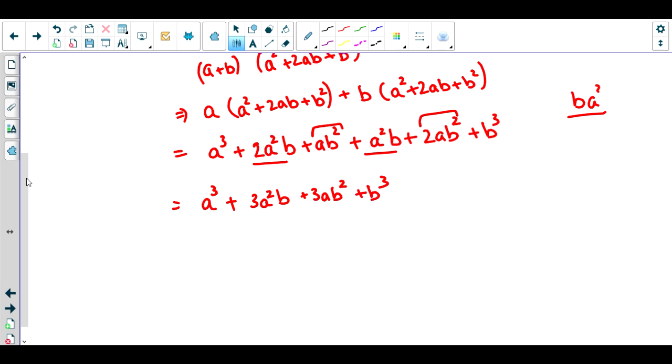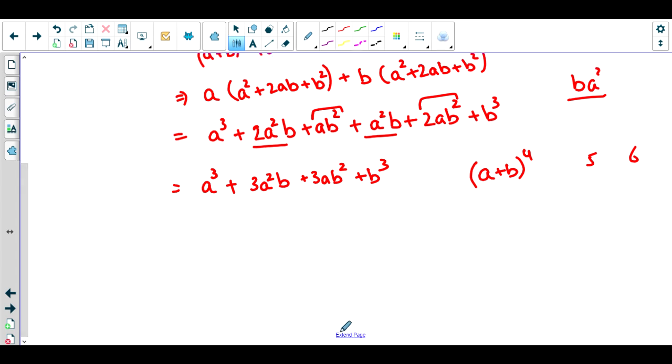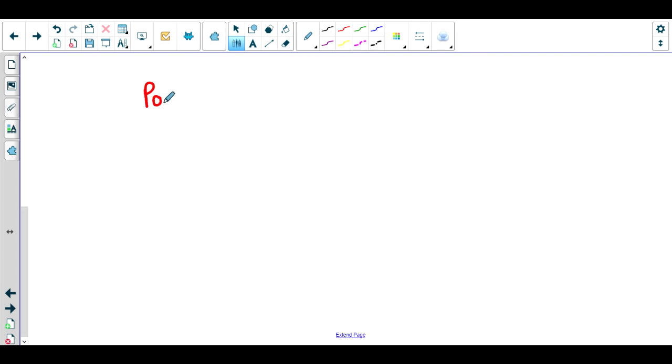See, it took a lot of time to simplify this one. What if we want to solve a plus b to the power 4, or a plus b to the power 5, 6, with long, big terms? It will take a lot of time. So we need to find something that makes this easy. There is a thing in mathematics called Pascal's triangle. Let's see what it is and how it will help us.